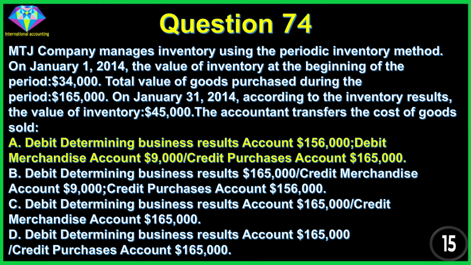Debit determining business results account $156,000. Debit merchandise account $9,000 per credit purchases account $165,000.